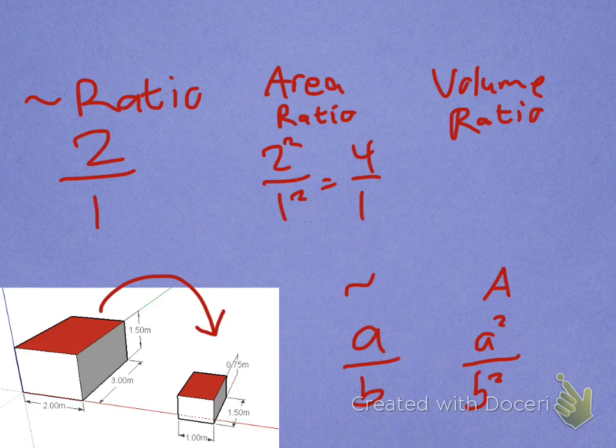Well, the surface area for this front shape here would be the area of the base. So we'll call this red part the base. The area of that base is 3 by 2, which is 6, and then times the height, so times 1.5, which gives us a surface area of 9.